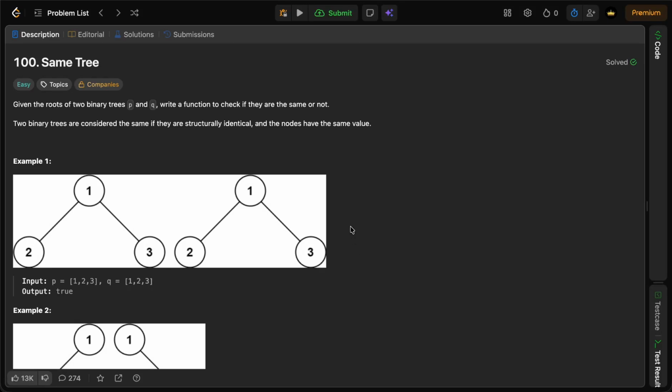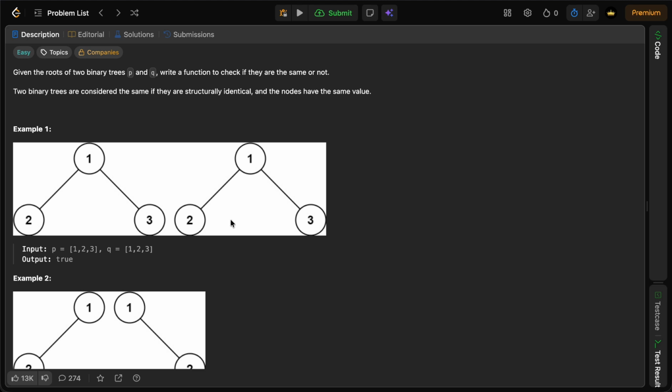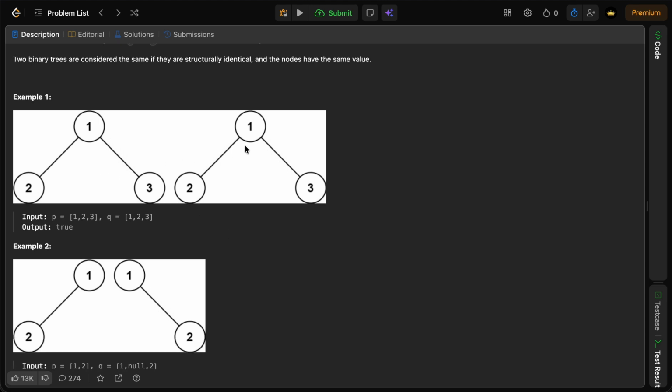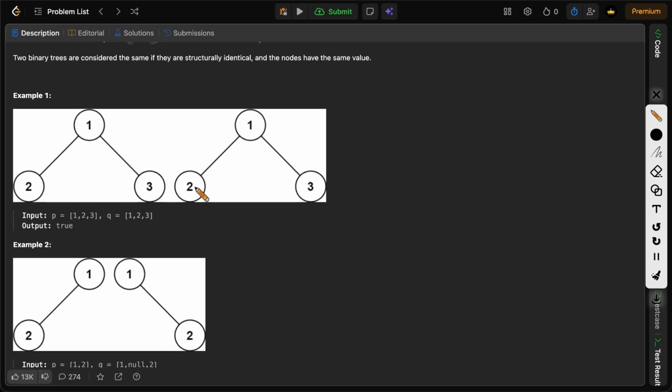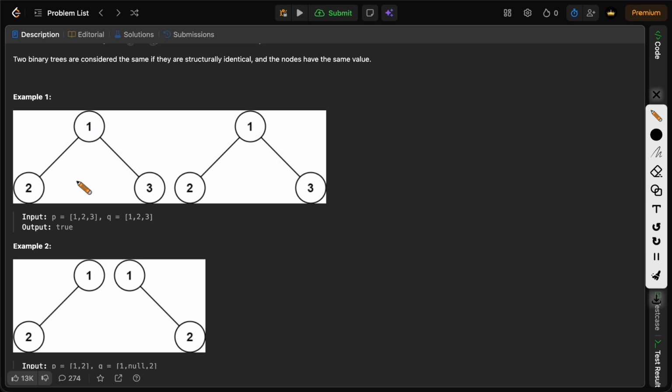Hey guys, today we will be solving another LeetCode problem, number 100, Same Tree. In this problem we are given two trees and we have to find out if these two trees are identical or not. These trees are identical if each node of these two trees has the same value. Like in this first example, all the values are the same.